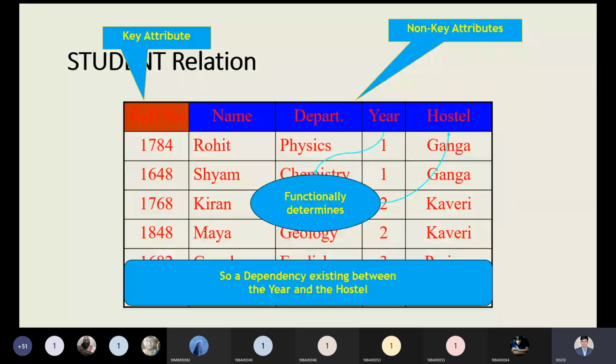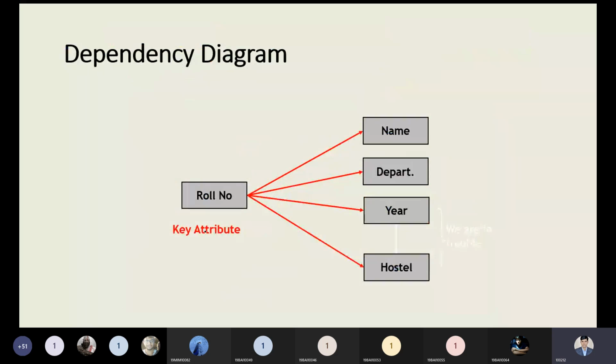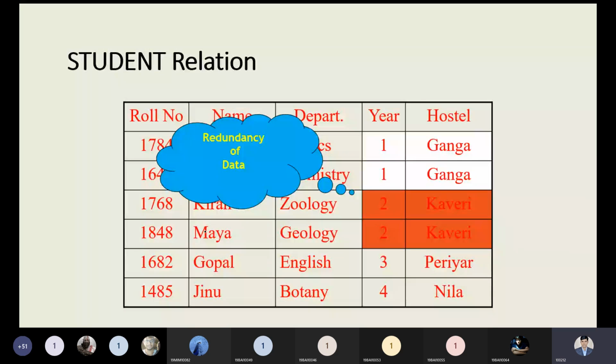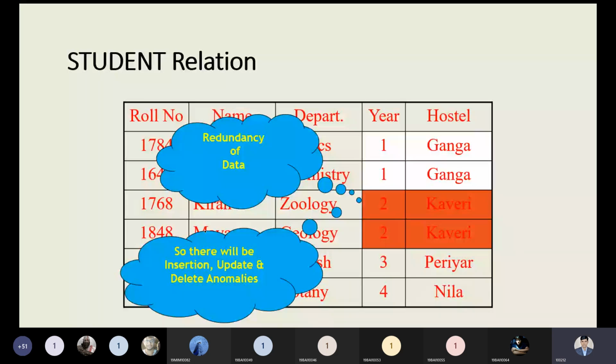So the dependency we can show like this: roll number is the key attribute, and name, department, year, hostel are the non-key attributes. So this is the point. We have redundancy of data here, of course. So there will be insertion, update, and delete anomalies. Of course there will be this anomaly.